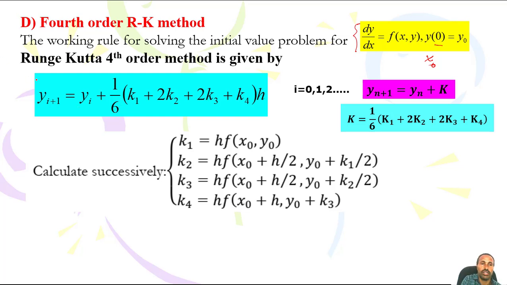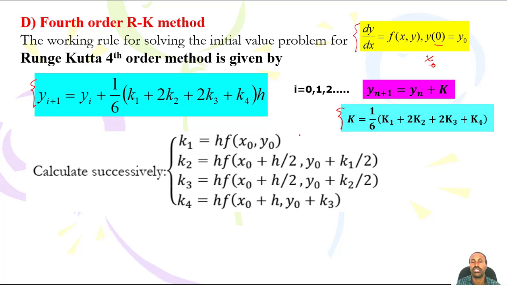y i plus 1 is equal to y i plus 1 over 6 (k1, which is the weighted mean of all k's, plus 2k2 plus 2k3 plus k4) times h. So i starts from 0, 1, 2, etc. y n plus 1 is equal to y n plus k. So for the first approximation, when n is 0, y1 will be approximated. Once you calculate 1 over 6 of this, then y1 will be completed. Then you go to another step. So this is the weighted mean of k values.